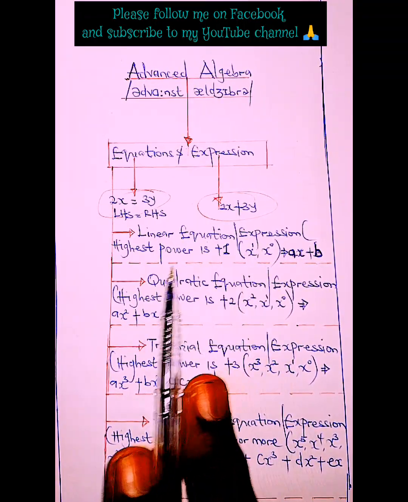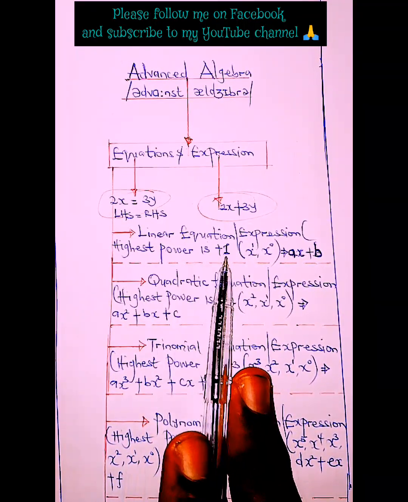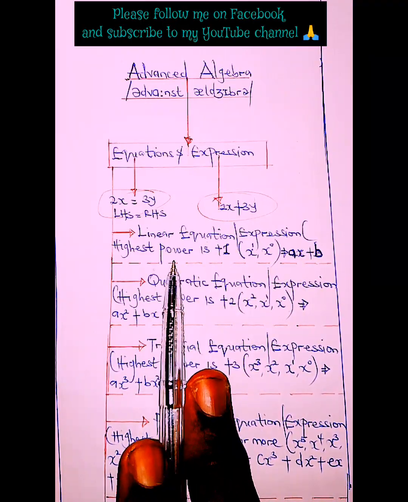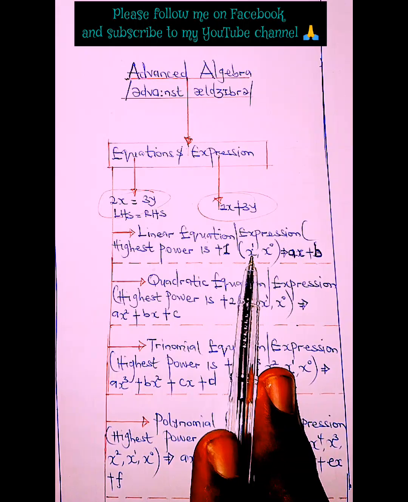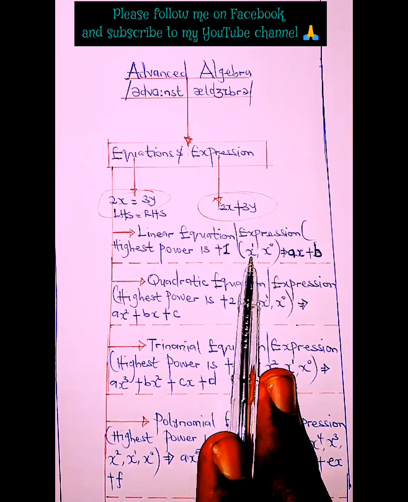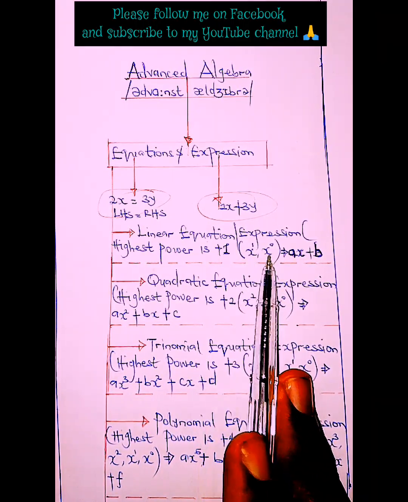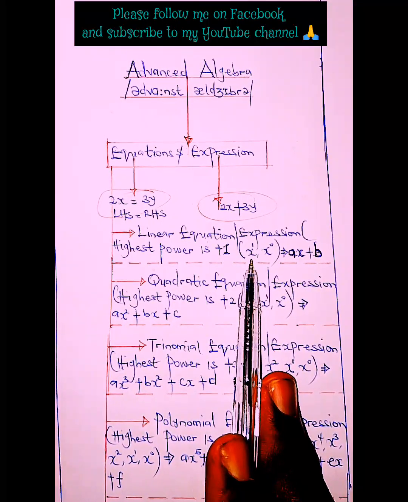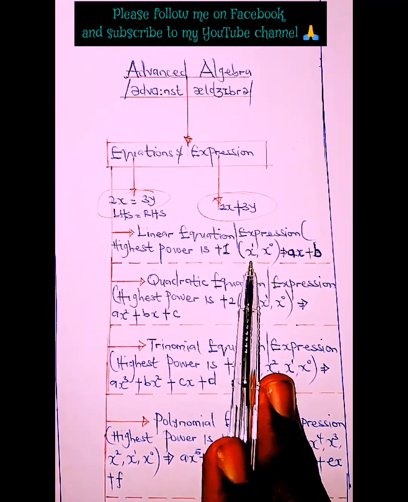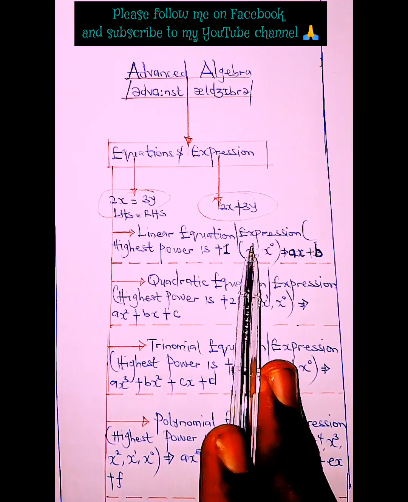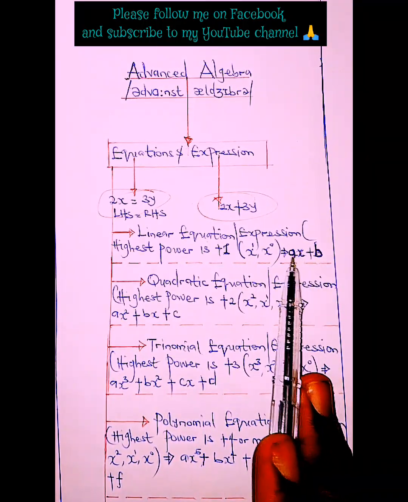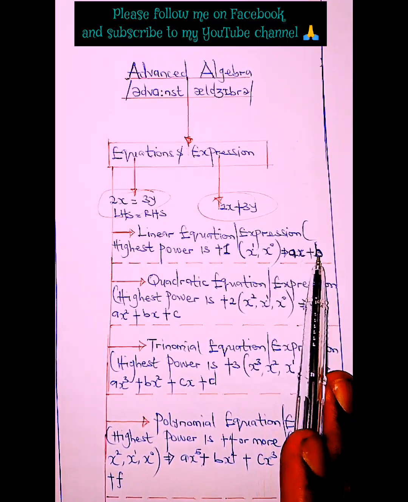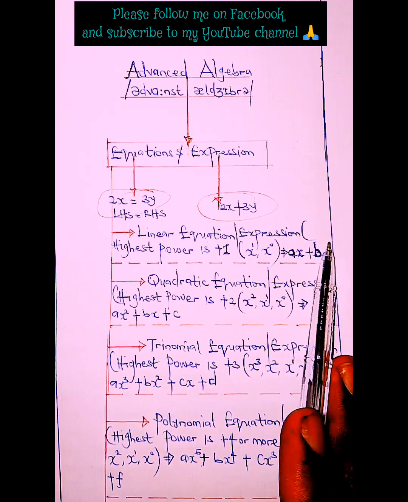Every linear equation has the highest power to be positive 1. Look at this. If you have x to the power 1, don't forget that this is a base and this is a power. So when we talk about linear equation, every unknown or variable has the highest power to be positive 1. So this is x to the power 1, this is x to the power 0. Look at this example: ax plus b. This is ax, which is x to the power 1, then the b here is bx to the power 0.